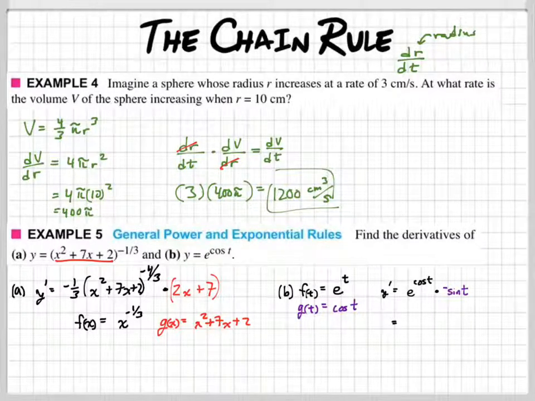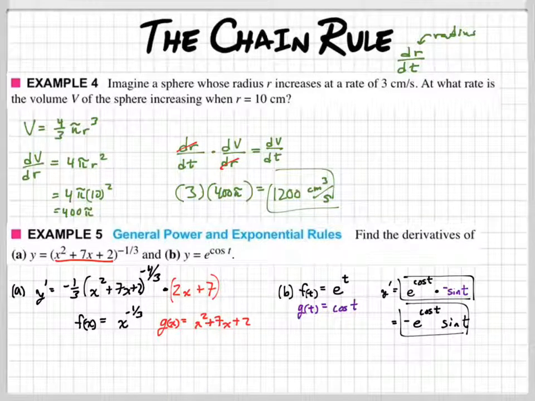Okay? So this could be your answer, or you can write it, I mean, there are different ways to write this. Let's try doing it like this: negative e to the cosine t times sine t. So that's another way to write it. Both of these answers are correct.